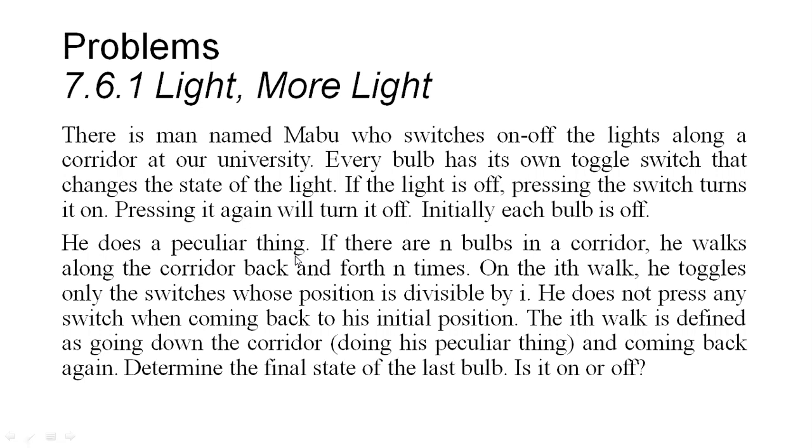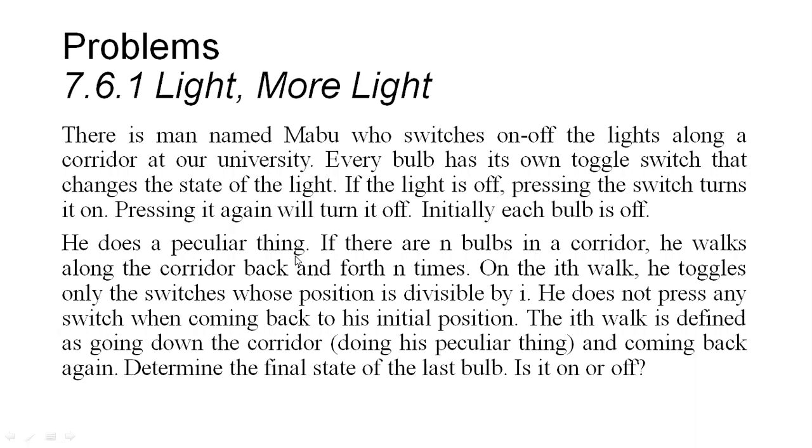What does it mean? If it is the third walk, he will toggle only the switches 3, 6, 9, 12, 15, because they are divisible by 3, right? Because the walk is 3. So obviously he will toggle only the switches which are divisible by 3, like 3, 6, 9, 12, 15.